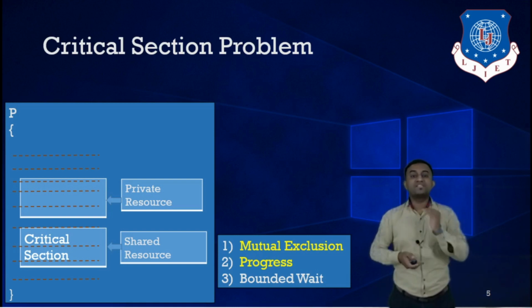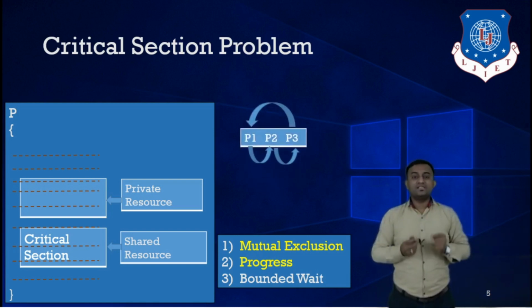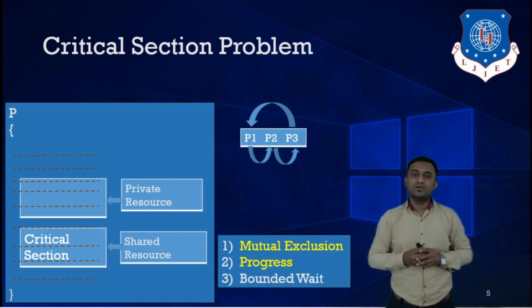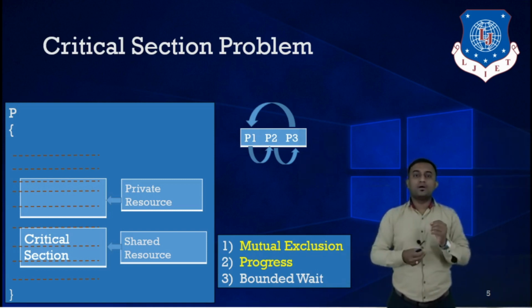Second one is progress. What does progress mean actually? Like in this particular figure, we have three processes P1, P2 and P3. And if I am executing P1, P2, P3 in a round robin fashion, in which all the processes will be executed for a fixed period of time only. That we have understood already in the process management chapter, in which we discussed the round robin CPU scheduling algorithm. So you know very well how the round robin algorithm works.